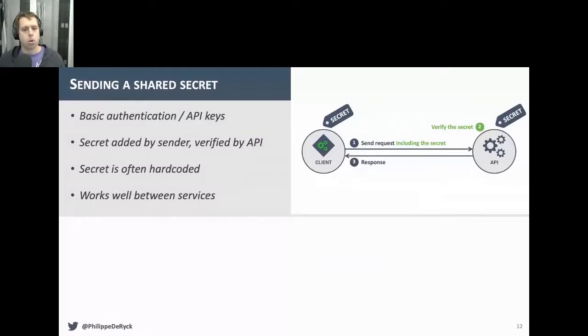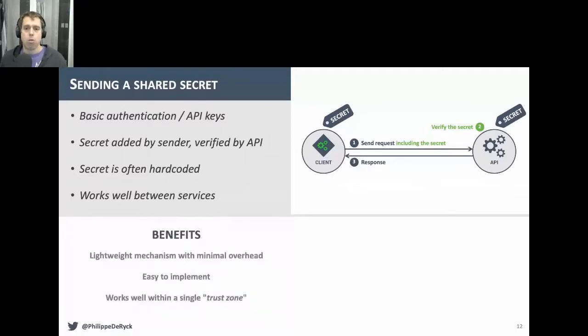What are some of the pros, the benefits of this approach? It's very lightweight, minimal overhead. It's like just send a value and you're done. Very easy to implement. And this actually works well within a single trust zone. A trust zone is a very informal concept. It basically means if you have a client and an API that trust each other and want to make sure that they're the only ones communicating, an API key could be a very effective way to implement such a simple mechanism. What are some of the drawbacks?